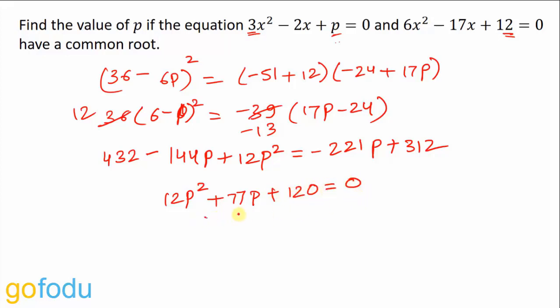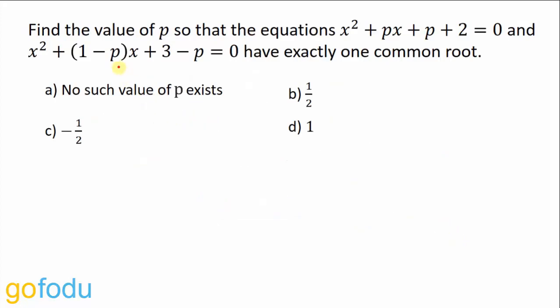And you know how to factorize this. This we have seen in solving quadratic equations, right? Solve this and get the value of p as minus 8 by 3 or minus 15 by 4. This will be the final answer. Next question. Find the value of p so that this equation and this equation have exactly one common root.